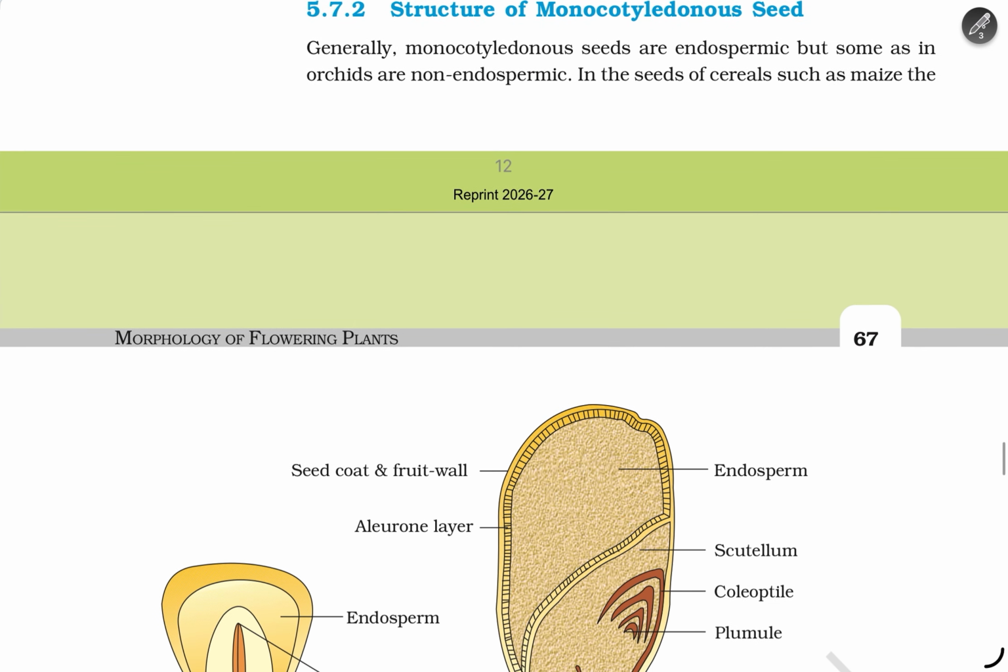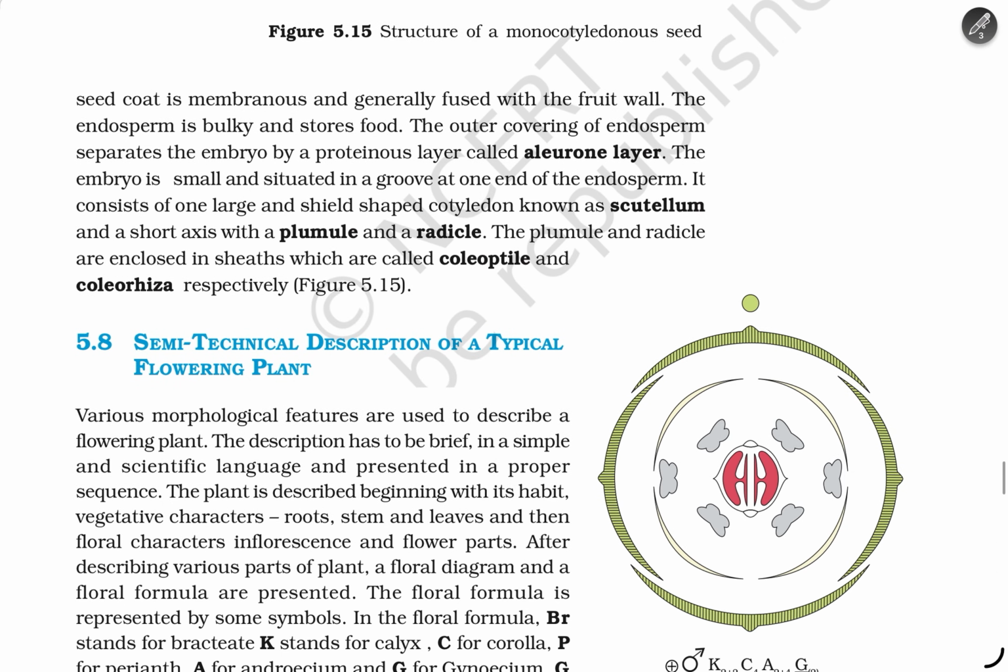The structure of monocotyledonous seeds. Monocotyledonous seeds are generally endospermic, but some, such as orchids, are non-endospermic. In cereals such as maize, the seed coat is membranous and generally fused with the fruit wall. The endosperm is bulky and starchy. The outer covering of the endosperm separates the embryo by a proteinaceous layer called the aleurone layer.